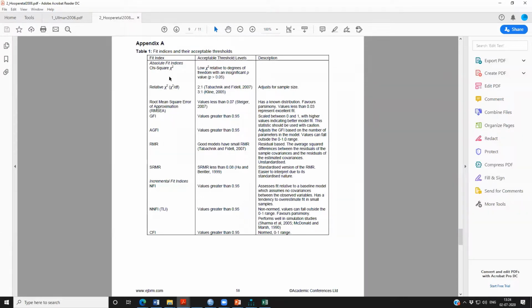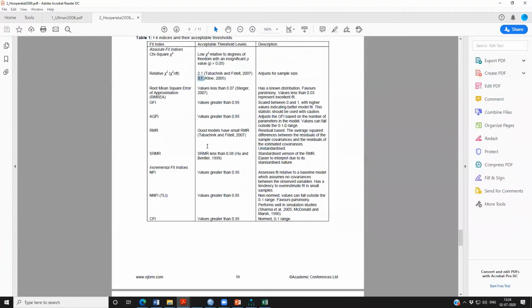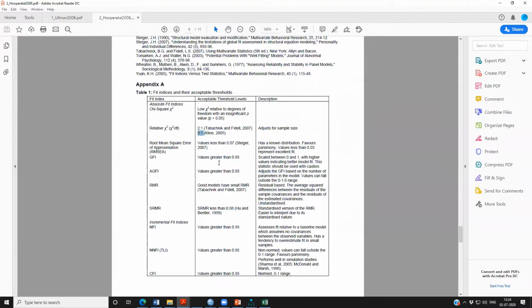cutoff values. Chi-square p should be greater than 0.05, we have discussed. Relative chi-square, that means chi-square by DF, should be 2:1 or 3:1, not more than that. RMSEA should be less than 0.07, GFI should be greater than 0.95, RMR, SRMR. So this is a good paper to cite for why you are saying that these are good fit indices.